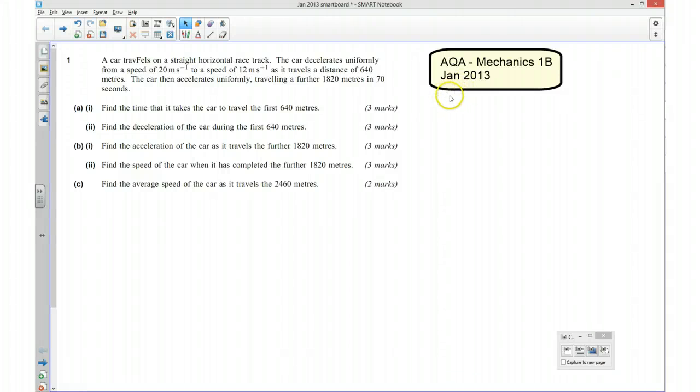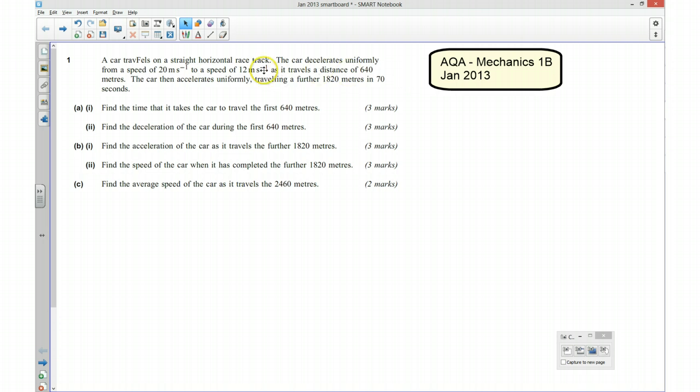Hi, this is question 1 from AQA Mechanics 1B, the January 2013 paper. The question is about kinematics in one dimension. If you've not already had a go at this question, you might want to have a go at this first before you watch the video.